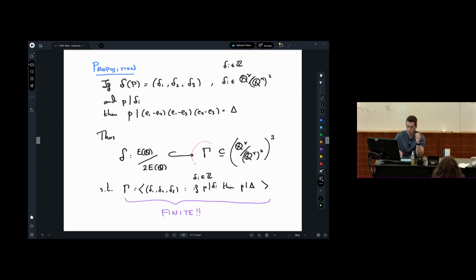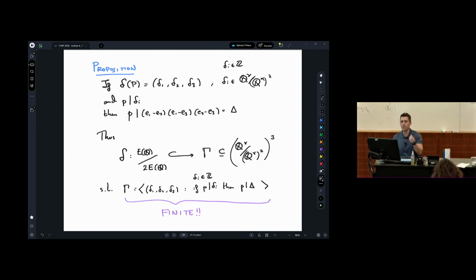So right away, because I can compute this, I can compute the number of primes of bad reduction, I can compute how many triples there might be in here, I can compute exactly what this gamma is, and I already have some progress, which is I can come up with a bound for the rank just by computing this gamma. And now the question is, how do I know if something is actually in the image?